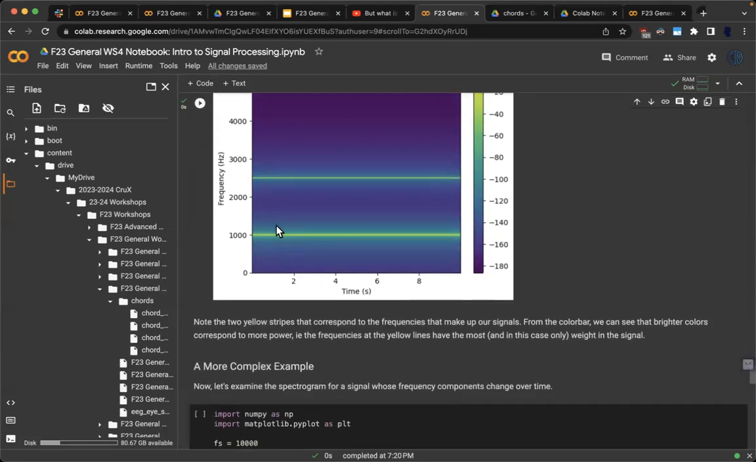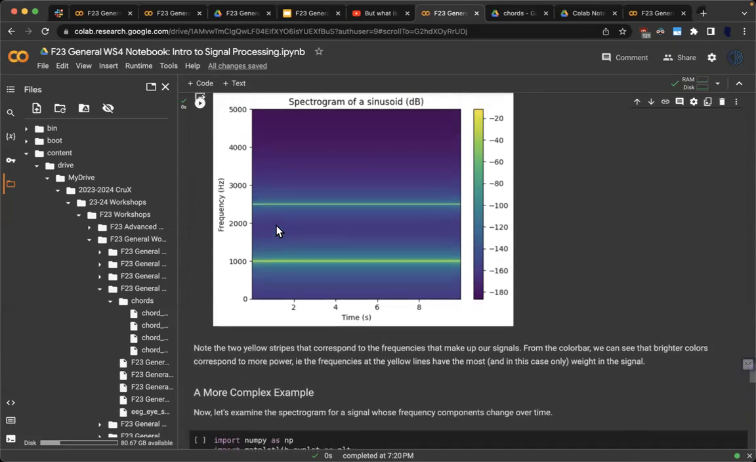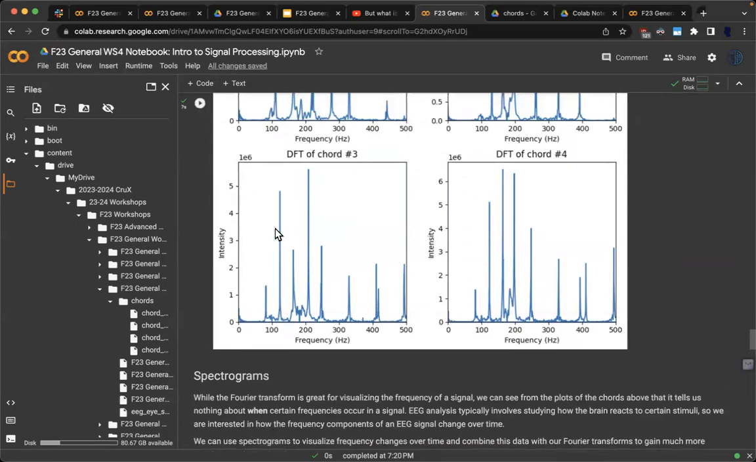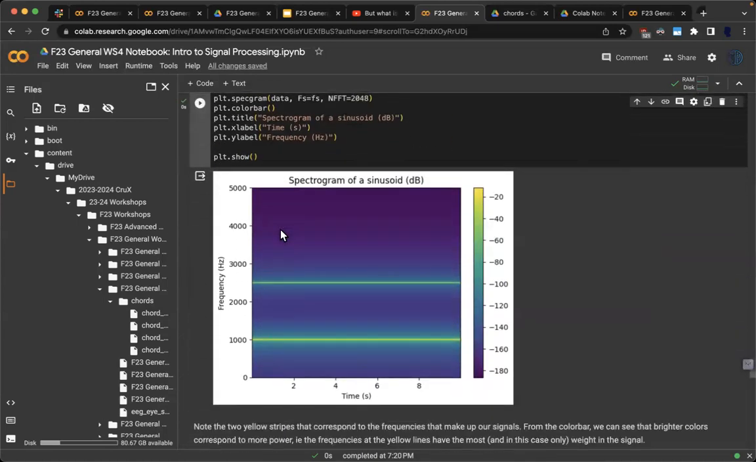The two yellow lines here correspond to the frequencies that compose our signal, and brighter color bars correspond to a higher intensity. In the same way that a higher spike corresponds to a higher intensity here, this is essentially a heat map where the more intense the color is, the higher the intensity of that frequency is. So for instance, at a frequency of 5,000 hertz, the intensity is effectively 0.